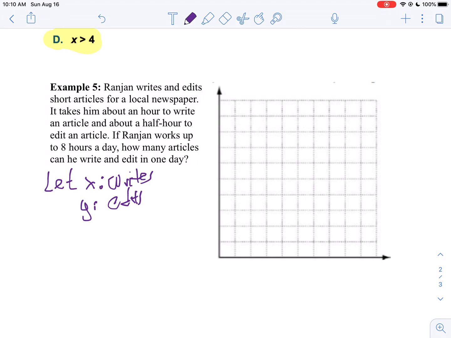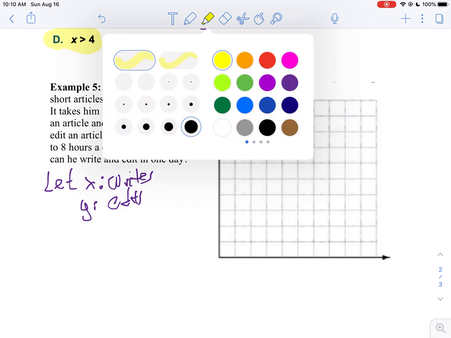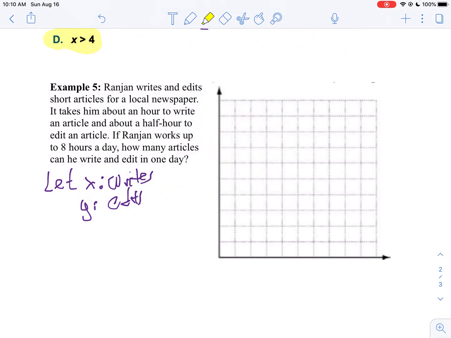Now notice on this one, they threw a little curveball at you. That is, they measured the way he writes them in half hour there. Actually, I take that back. Everything's in hours. We're good to go. So it takes him 1 hour to write an article. So that'll be 1x. It takes him a half hour to edit an article. So I'll say 1/2 y. And he works up to 8 hours. Not more than, but up to 8 hours. So I'm going to say less than or equal to 8.